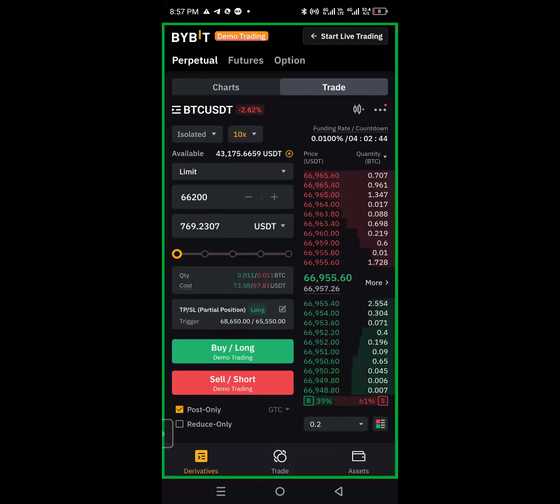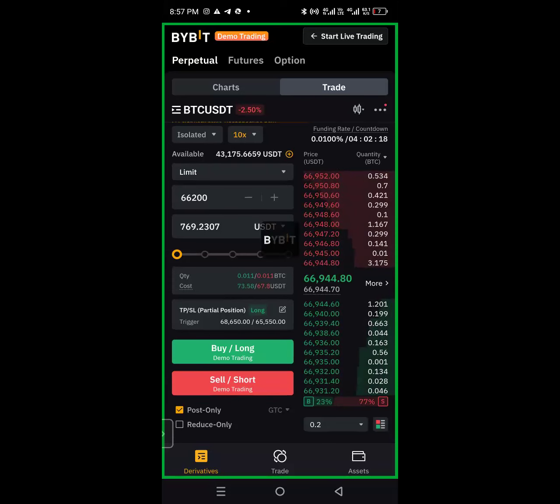Take note of the available balance. The available balance of my account currently is 43,175. For my demo account it is 43,175.66. Let's ignore that for now. Okay. Now, after placing this trade, let's see if the $73.58 will be deducted from my trading balance or not. I'll click on buy now to complete it, since we are buying.